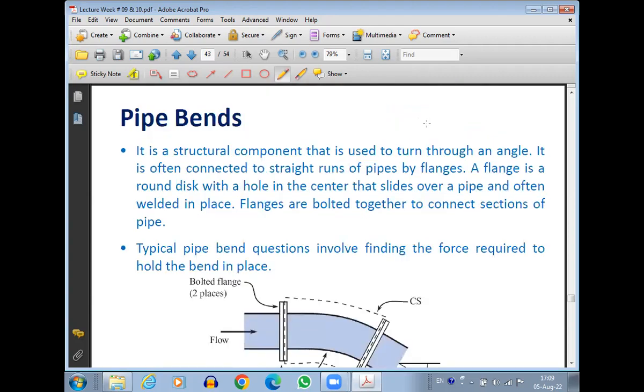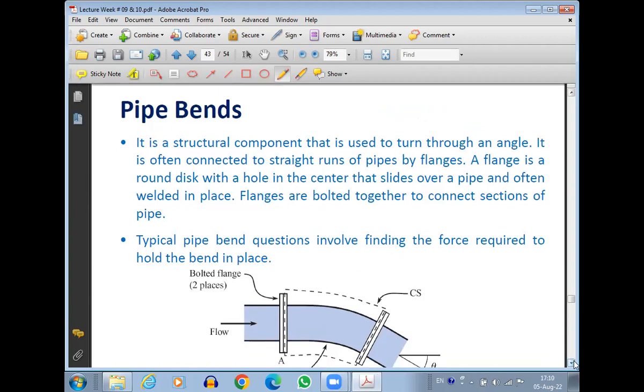Let's talk about pipe bends. It is a structural component that is used to turn through an angle. It is often connected to straight runs of pipe by flanges. A flange is a round disc with a hole in the center that slides over a pipe and is often welded in place. Flanges are bolted together to connect sections of pipe. Okay, so this is how the flanges are.